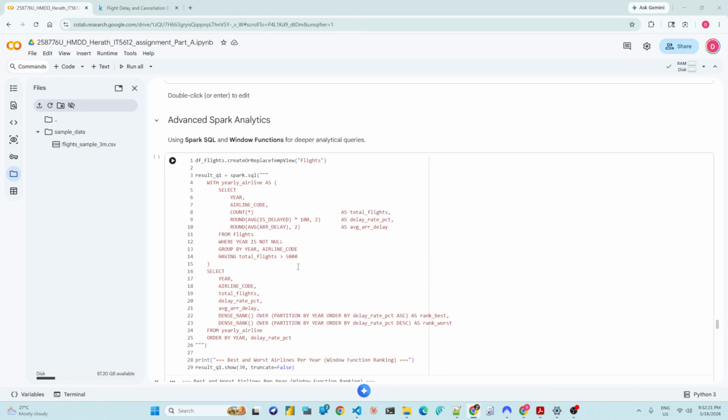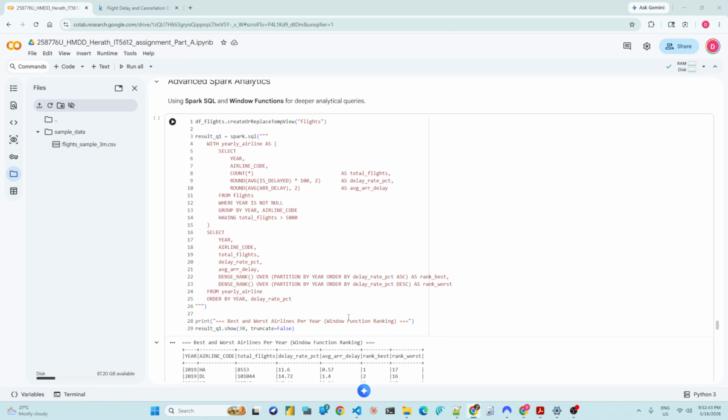So this is my Spark analytics. Here I registered the clean flight data frame as a temporary SQL view and wrote Spark SQL code using a common table expression with a window function. Then the query calculates each airline's delay rate per year and then uses dense rank, partitioned by year, to rank airlines from best to worst punctuality within each year. So this demonstrates advanced Spark SQL capabilities on a large data set.